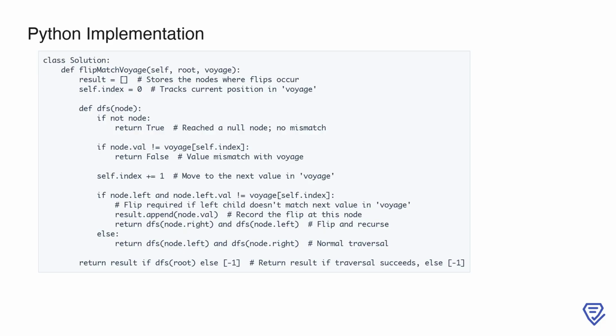If no flip is needed, the function proceeds with normal preorder traversal by recursing on the left and right children. Finally, the function returns the result list if the traversal succeeds. Otherwise, it returns -1 to indicate that matching the voyage is impossible. This solution efficiently handles the problem with a time complexity of O(n), where n is the number of nodes in the tree, as each node is visited exactly once during the traversal.